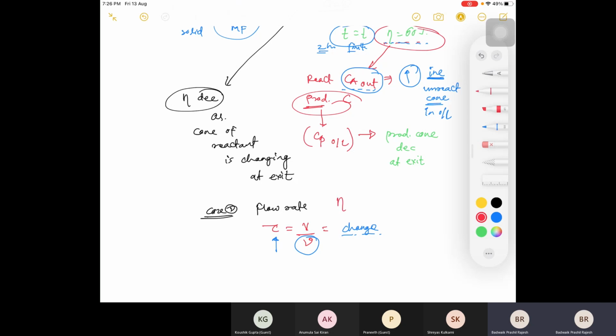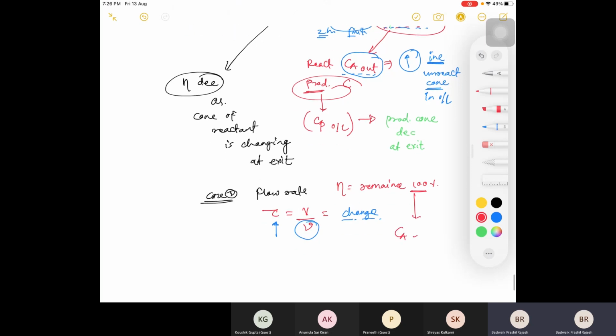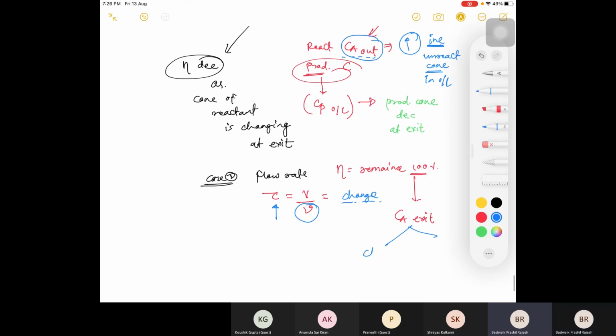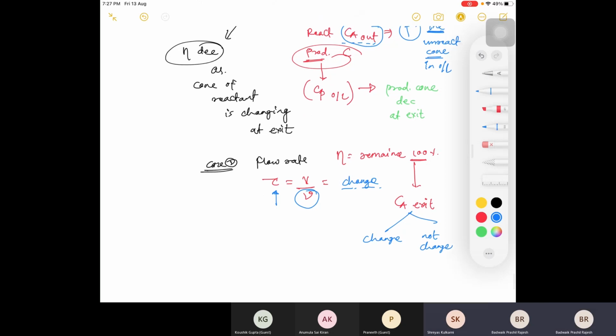And here efficiency remains 100% because I'm adjusting the flow rate, and because of this will your concentration at the exit change or not change? It will not change. Yes, correct, right? Are you guys clear with this? Everyone please raise your hand. This is very important, right?